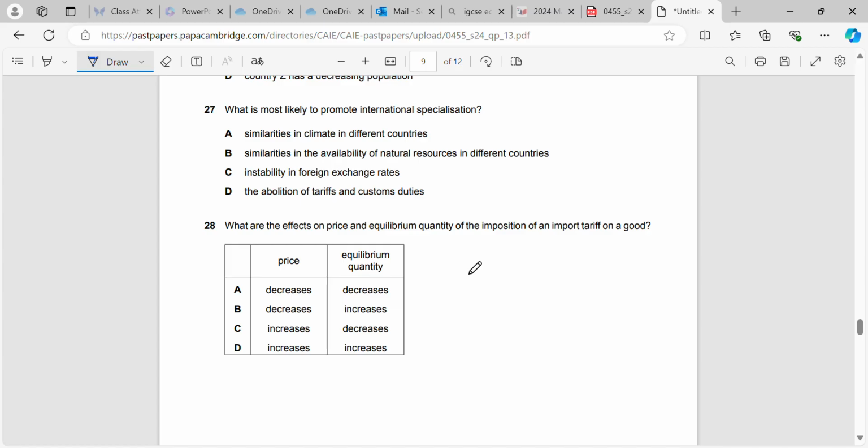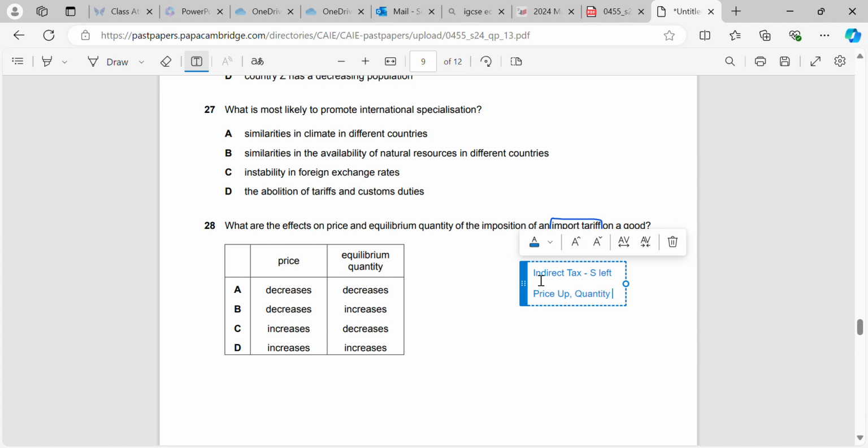Okay, question 28. What are the effects on price and equilibrium quantity of the imposition of an import tariff? So remember, what's an import tariff? It is essentially the same thing as an indirect tax. So what does it do? It increases the price of a product. Well, first of all, supply will shift to the left. And when supply shifts to the left, the price of the product goes up and the quantity that is traded of the product goes down. So how do we show that?